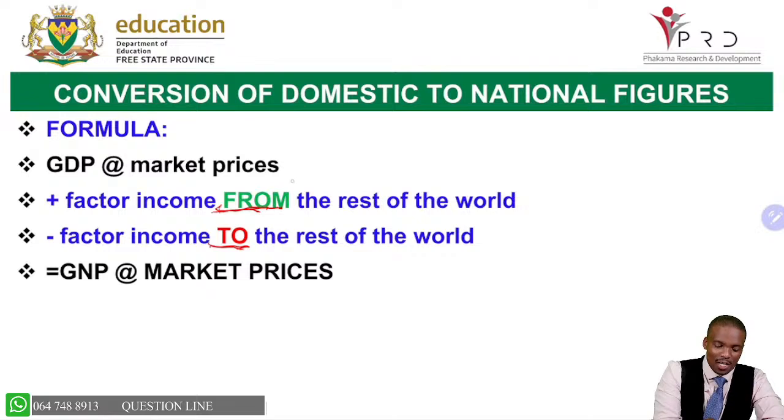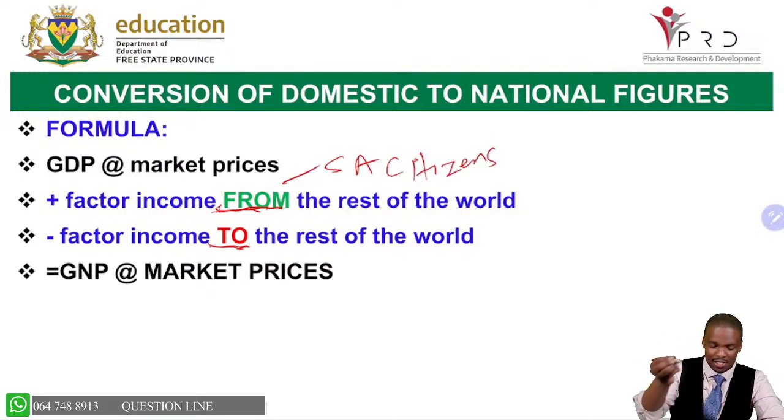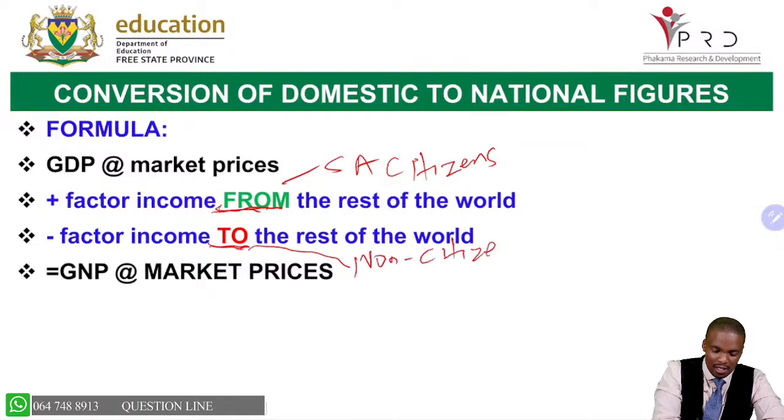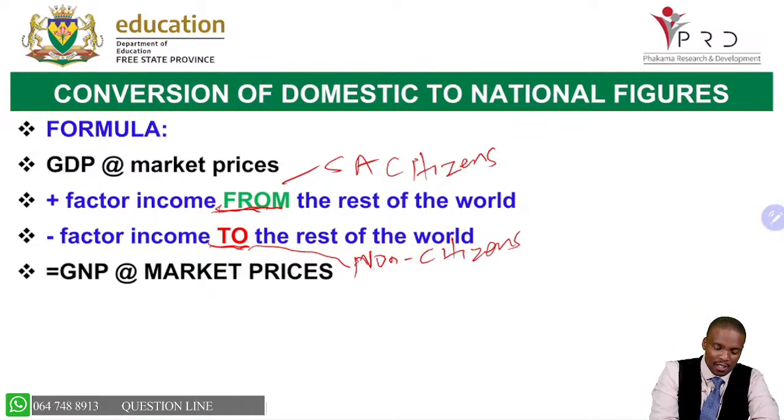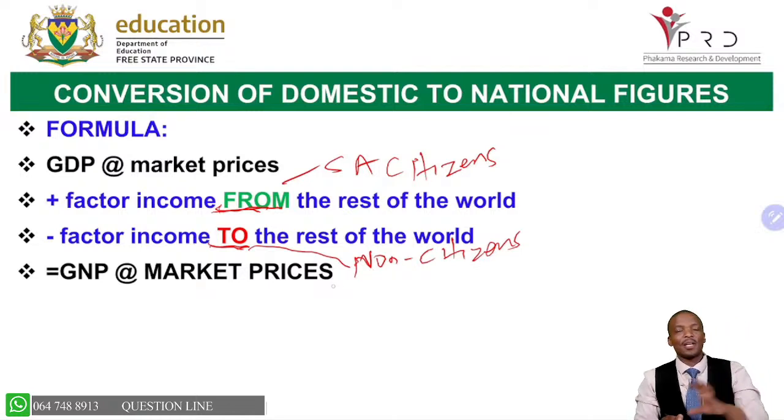So here, from the rest of the world, it means these are SA citizens in other countries as well. For the rest of the world, to the rest of the world, these are non-citizens in South Africa for that matter. Okay, these are the non-citizens in South Africa. So they are subtracted. We only focus on what?